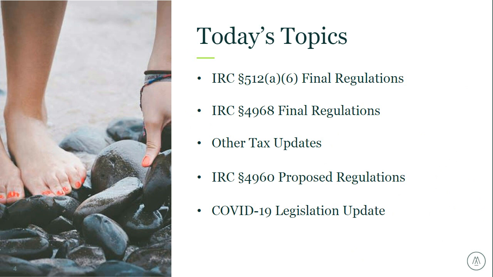So good morning, everyone. Today we'll be talking about a lot of topics. We'll be talking about the final regulations that were issued recently under Section 512(a)(6) related to the reporting of separate unrelated business income activities, and the other under Section 4968, which is related to the endowment tax for certain colleges and universities that they must pay on their net investment income. And we'll also be talking about other tax legislation updates, both COVID-19 related and non-COVID-19 related.